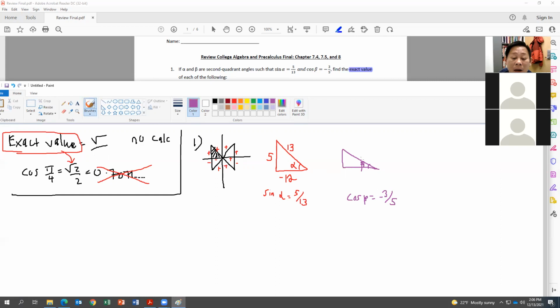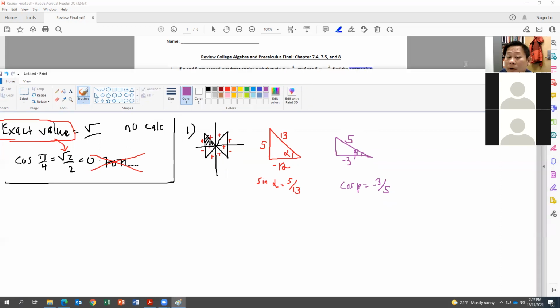So cosine in this case is adjacent, which is -3, and your hypotenuse is 5. So you need to figure out what is your opposite. Anyone know what is the triplets for 3 and 5? 4. This will be 4. So make sure you guys know some triplets that will help you.